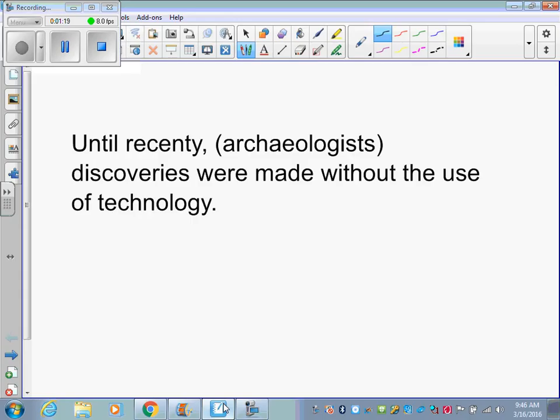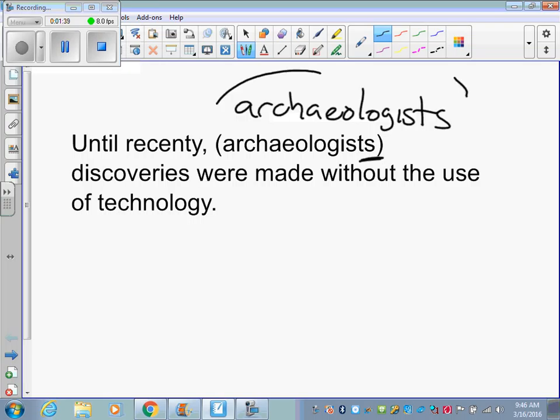If I start over here, it reads, "Until recently, archaeologists' discoveries were made without the use of technology." What I notice right off the bat is that it already ends with an S right here. So when I write or type that word, I'm going to write it the exact same way that it is. But since the S is already there, I'm just going to put an apostrophe after it. That's how I would write it.